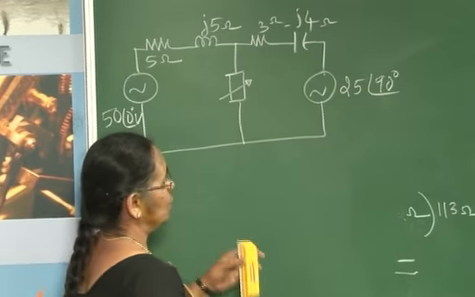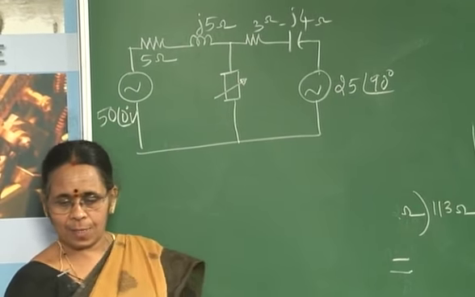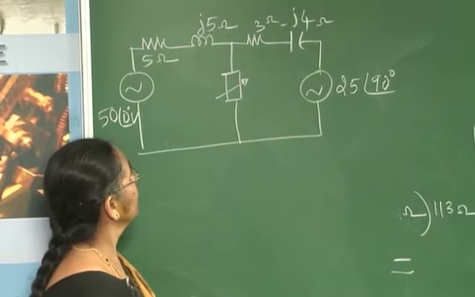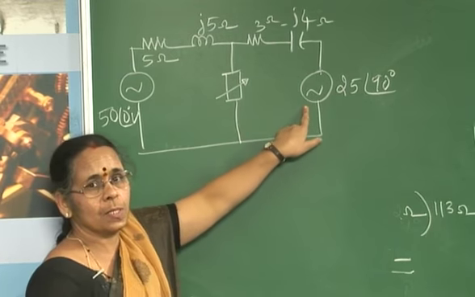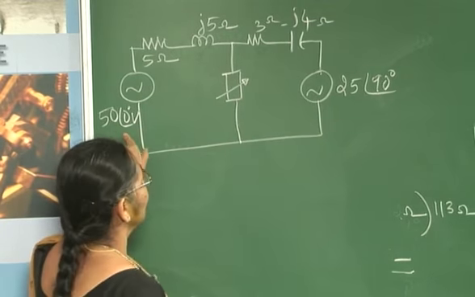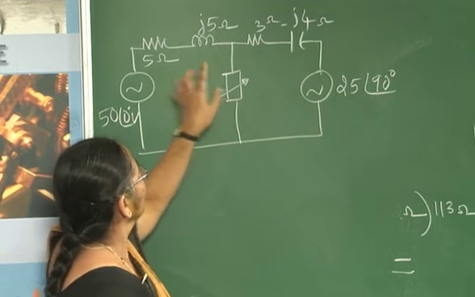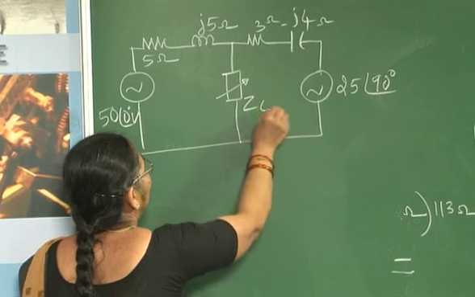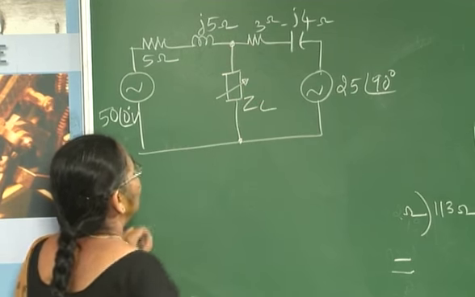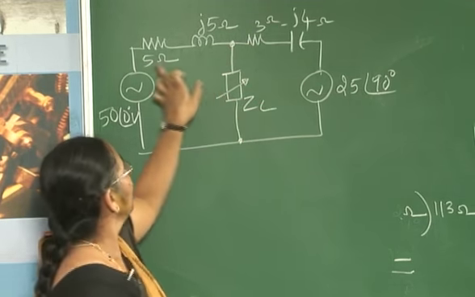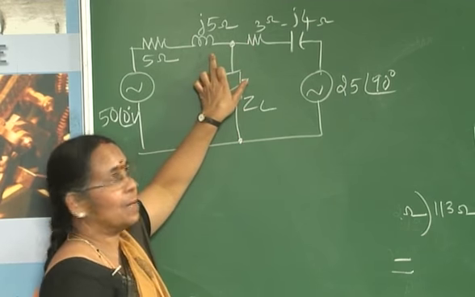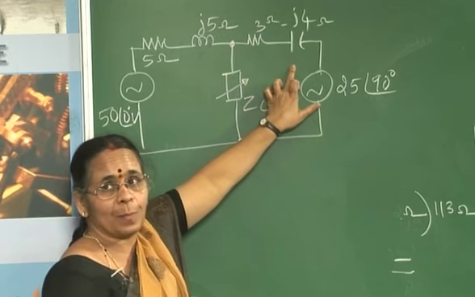At 90 degrees. So in this case, you can find there are 2 voltage sources. One is 50 at an angle 0, the other one is 25 at an angle 90 degrees, and you have ZL connected in between the two impedances and the two sources over there. So 5 ohms in series with J5, 3 in series with minus J4.